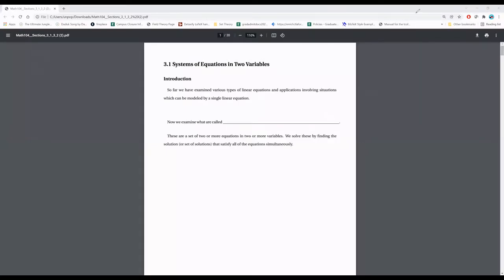All right, today we want to start chapter 3. Chapter 3 is all about systems of equations. Now, so far we have looked at single equations, just one line. Next, we're going to be looking at systems of linear equations.